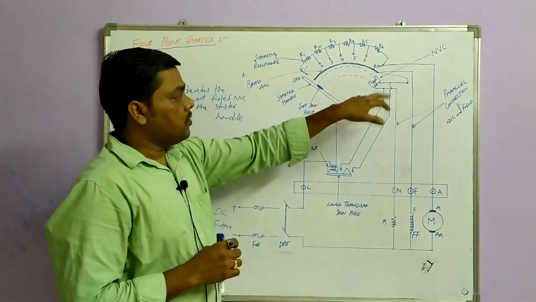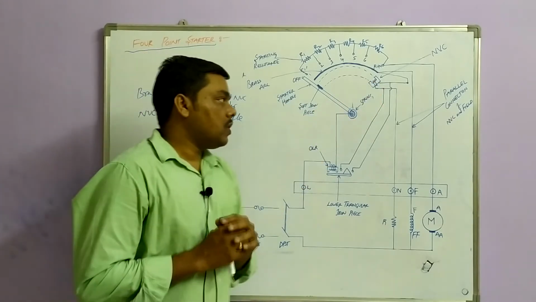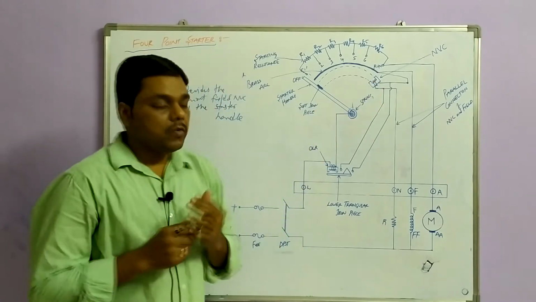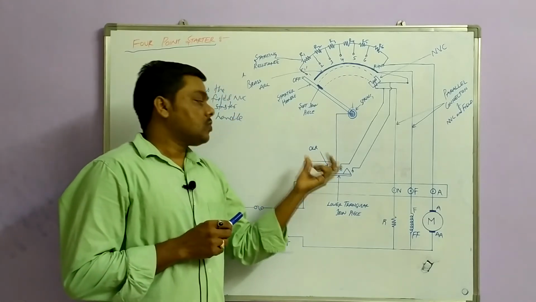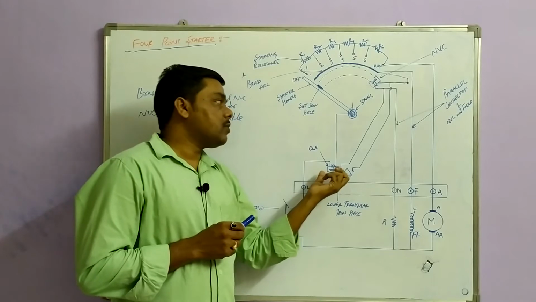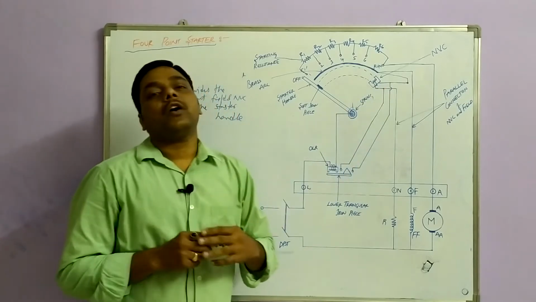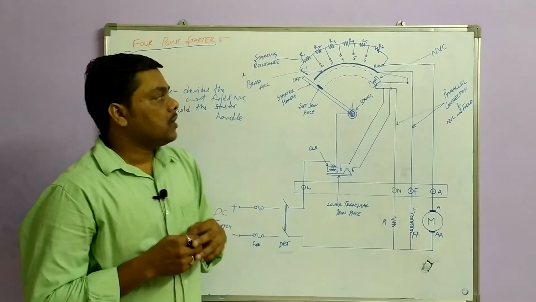And the overload release coil is similar to the 3-point starter. When excessive current flows through the overload release coil, it attracts the lower triangular piece, which short circuits the no volt coil here.